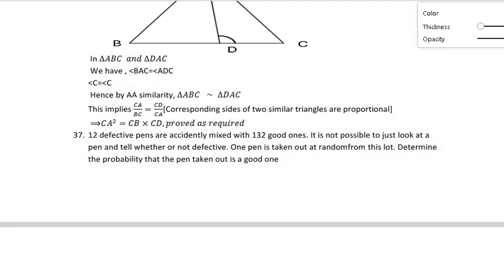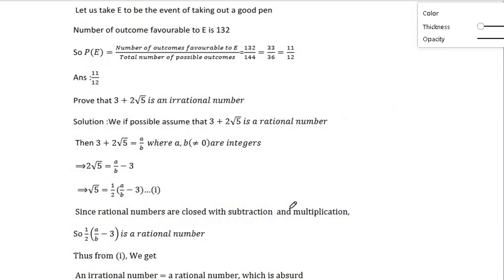12 defective pens are accidentally mixed with 130 good ones. It is not possible to just look at a pen and tell whether or not it is defective. One pen is taken out at random from the slot. Determine the probability that the pen taken out is a good one.